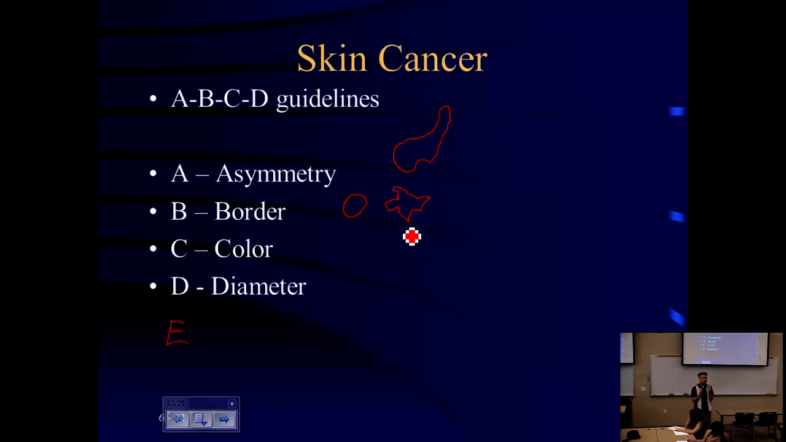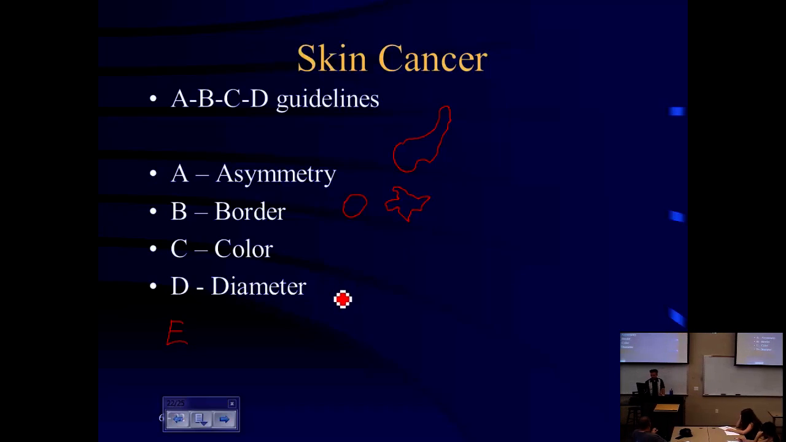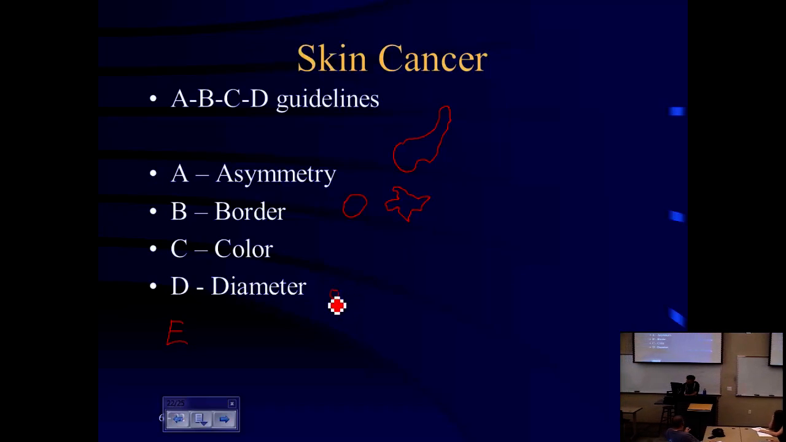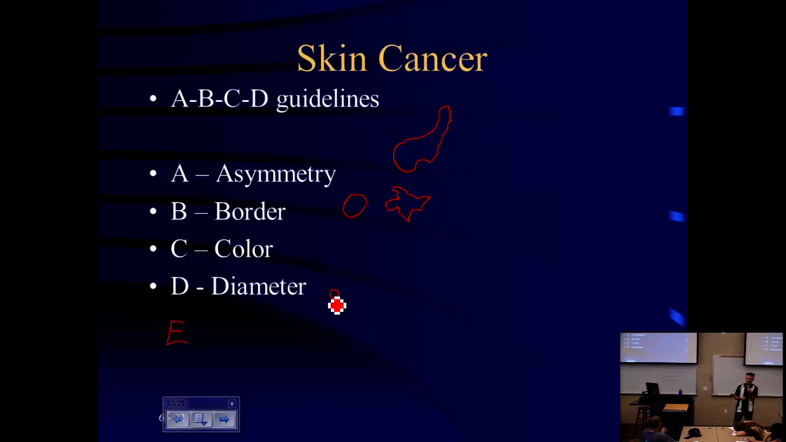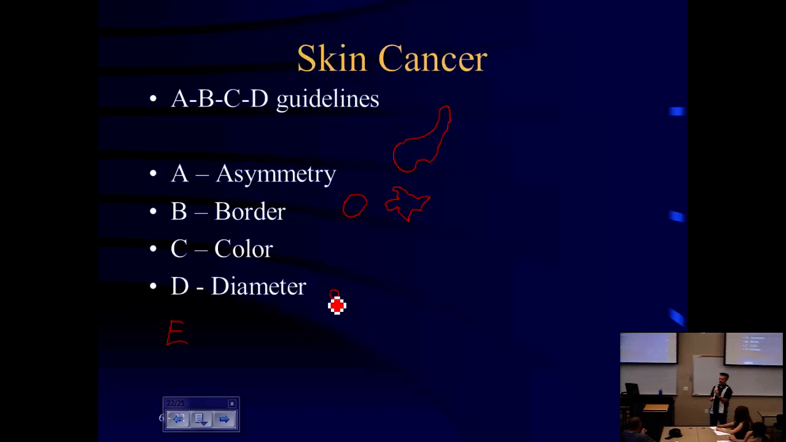Those darker patches suggest that those are a lot more active cells over there, more so than the other ones. So that's a little bit of a concern. So different colors in the same spot, and then diameter. In truth, with the diameter, you're looking for something that's probably no bigger than your pencil eraser, okay? So maybe 5 to 6 millimeters, something like that.